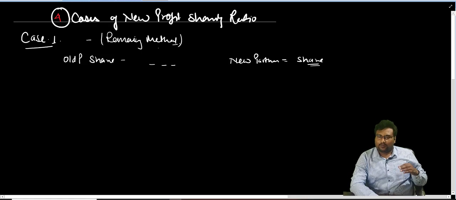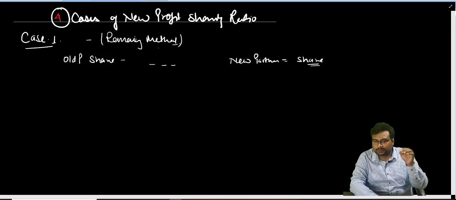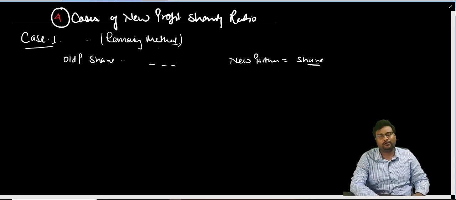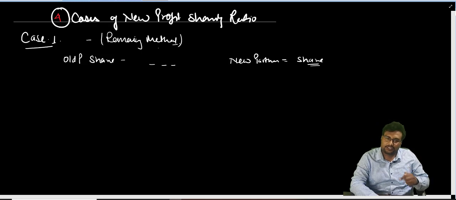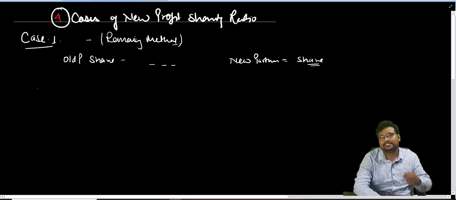Every case will be solved by following some simple steps. So it is advisable that first you identify which case is present for calculating the new profit sharing ratio, and once you identify, follow the steps for solving the case. Like for solving case 1, we have simple 2 steps.